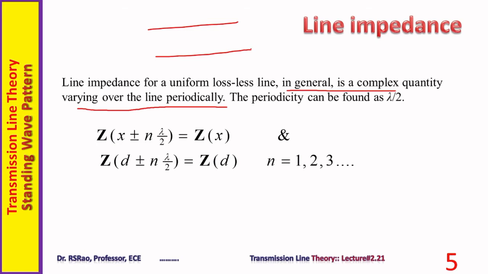It doesn't require a huge amount of intelligence to understand this point. It has been told that voltage varies along the line periodically. Periodicity is lambda by 2. Current also varies with a periodicity lambda by 2. But impedance is the ratio of voltage to current. When voltage varies with a periodicity lambda by 2 and current also varies with the same periodicity, naturally Z also varies with the same periodicity. Therefore, Z(x plus or minus n lambda by 2) is Z(x), and Z(d plus or minus n lambda by 2) is Z(d).